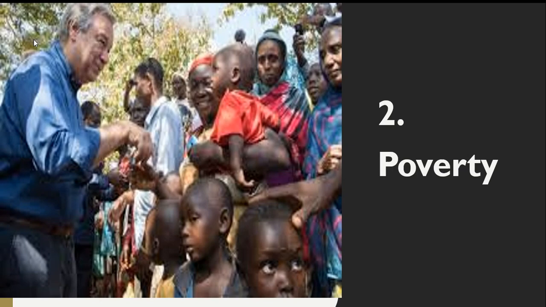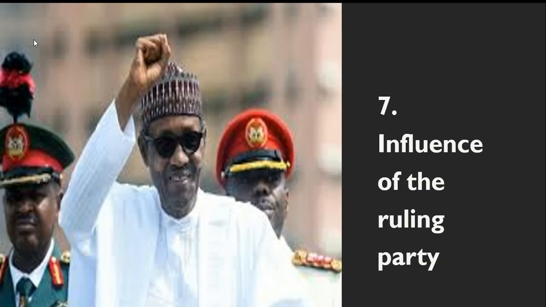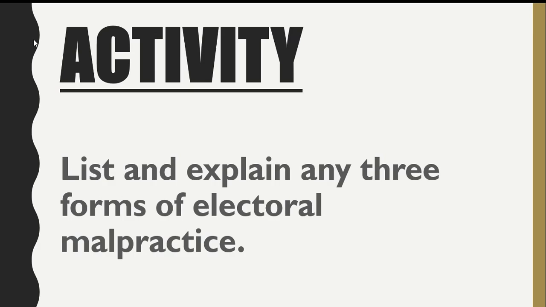Now, for your assignment today, you have to write, list, and explain any three forms of electoral malpractice into your notebook. When next we meet, we'll look at consequences of electoral malpractice and how to prevent electoral malpractice.